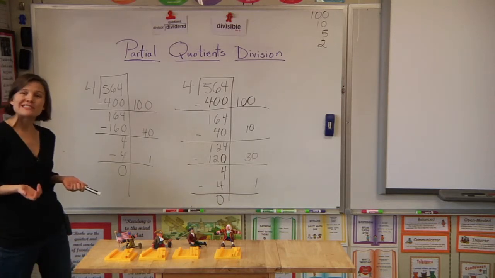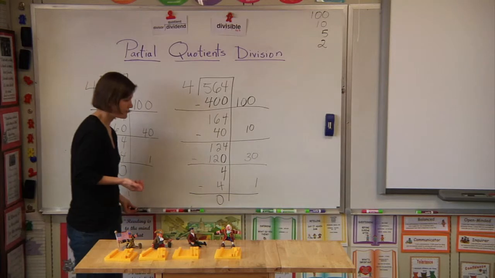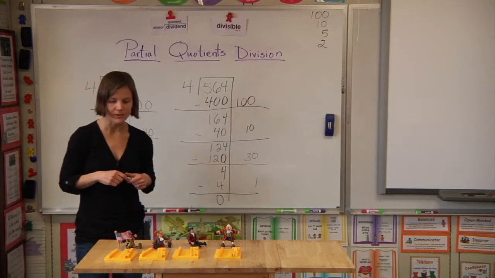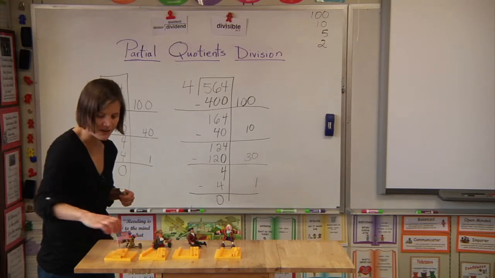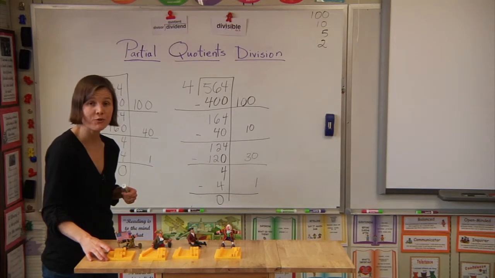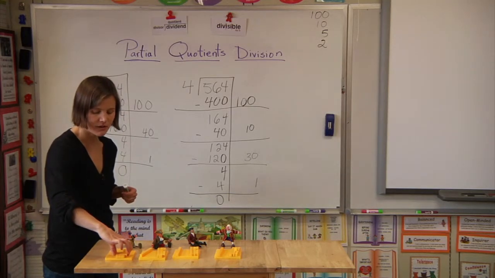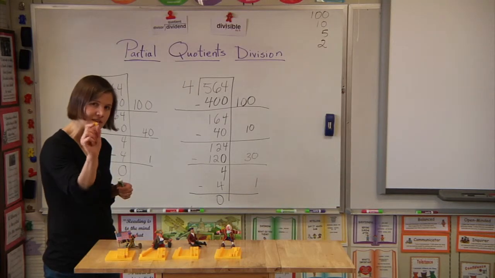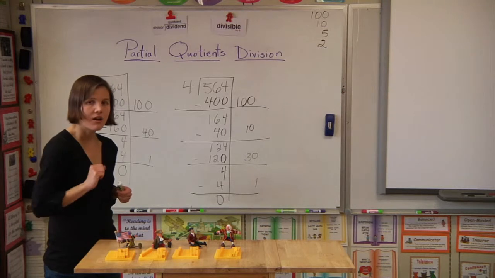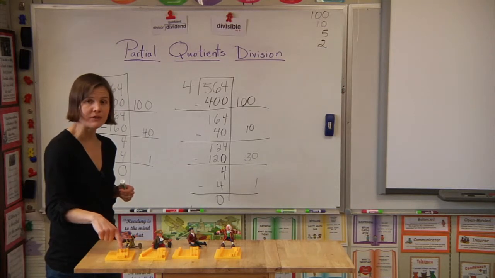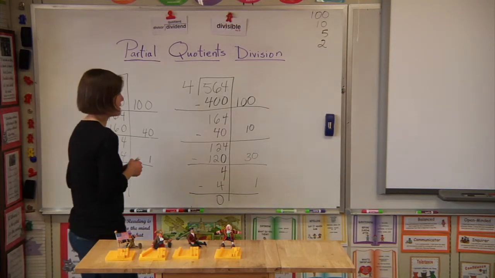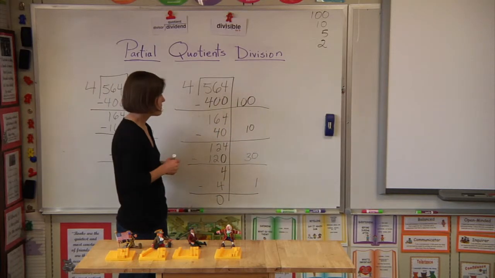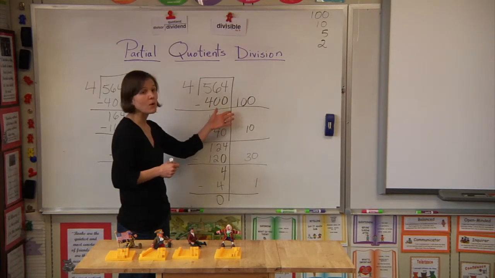I still haven't written down my answer. Now it's time to write down the answer. So each founding father has 1 full block of chocolate, 100, 4 rods of chocolate, 40, and 1 individual piece of chocolate. So that's 100 plus 40 plus 1, 141. We can see that reflected over here as well.